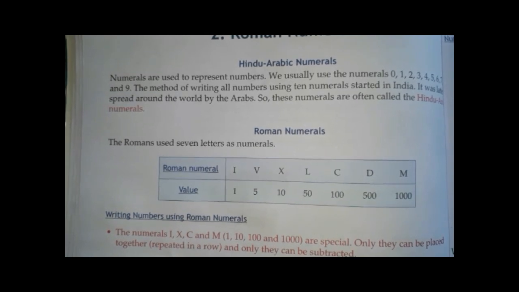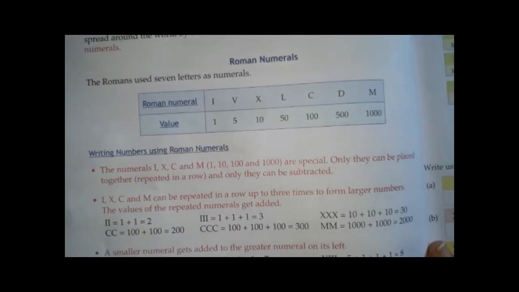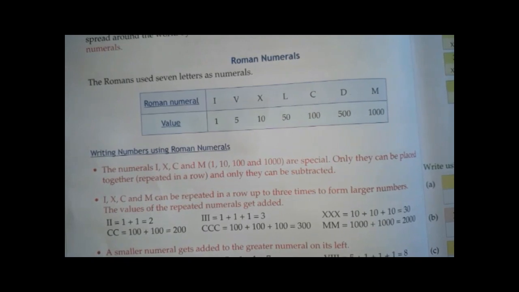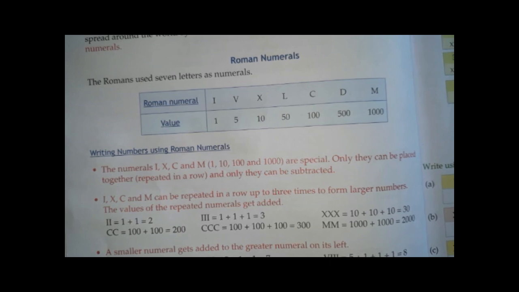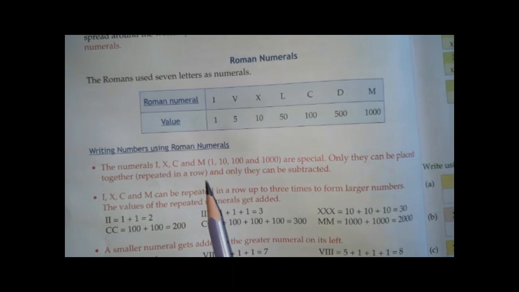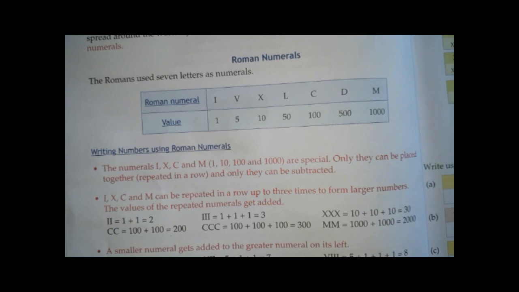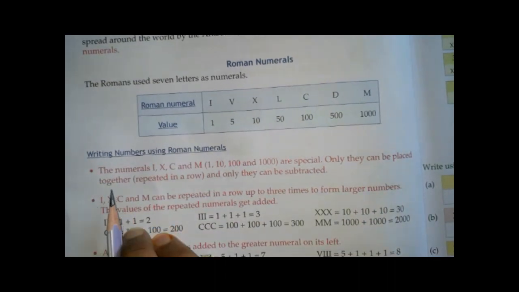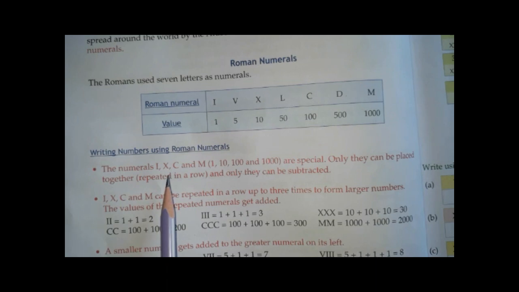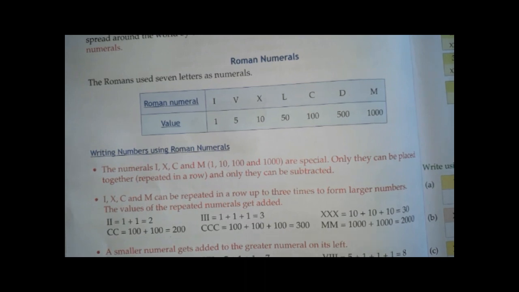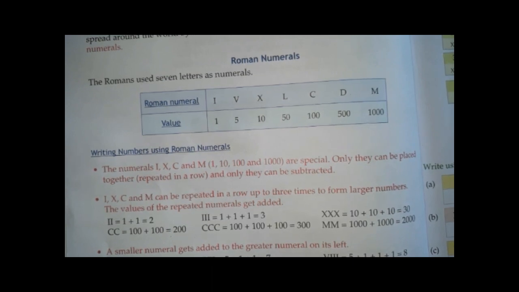Okay, so the first rule, as you can see here, says the numerals I, X, C and M are special. The values of these numerals are given here. I means 1, X means 10, C means 100 and M means 1000. Why are these numerals special? Because only they can be placed together. Only these 4 numerals can be repeated in a row, and they can be subtracted. Only these 4 Roman numerals can be subtracted.